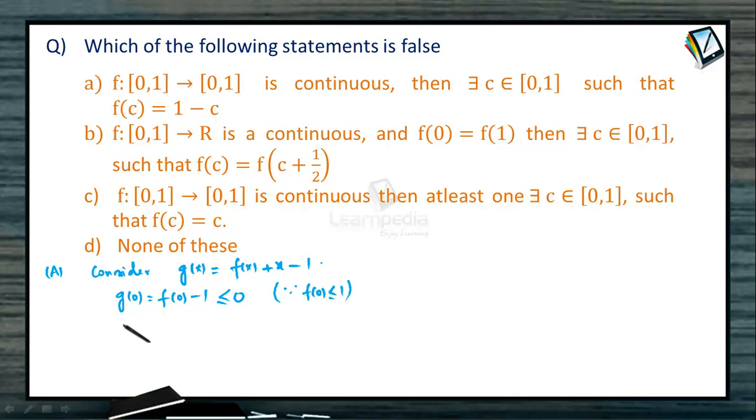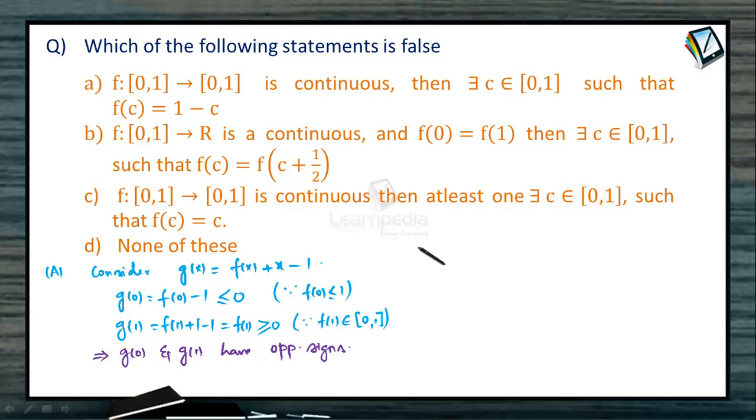Now similarly, what is g of 1 from this definition? Yes, it would be f of 1 plus 1 minus 1, that is simply f of 1. But as f is defined from 0, 1 to 0, 1, this f of 1 value should be greater than or equal to 0 because f of 1 should be in 0 to 1, right? This is also given by the definition of the function. Now what did we observe here? g of 0 is negative and g of 1 is positive. What do you mean by that? Yes, the important observation is g of 0 and g of 1 have opposite signs.